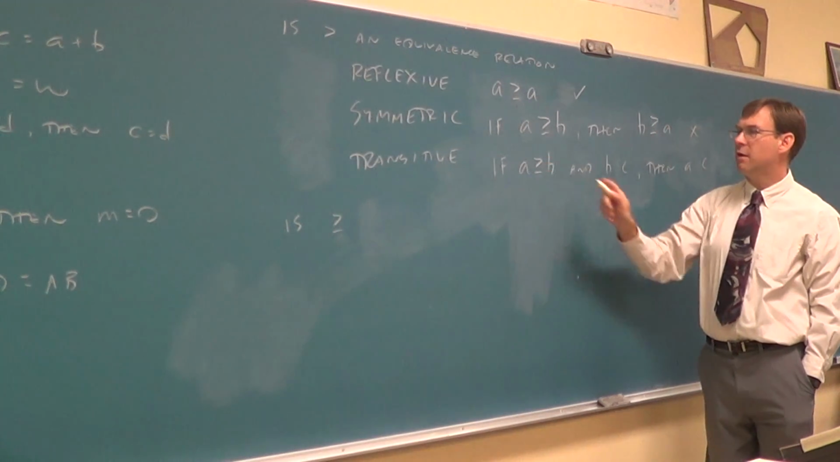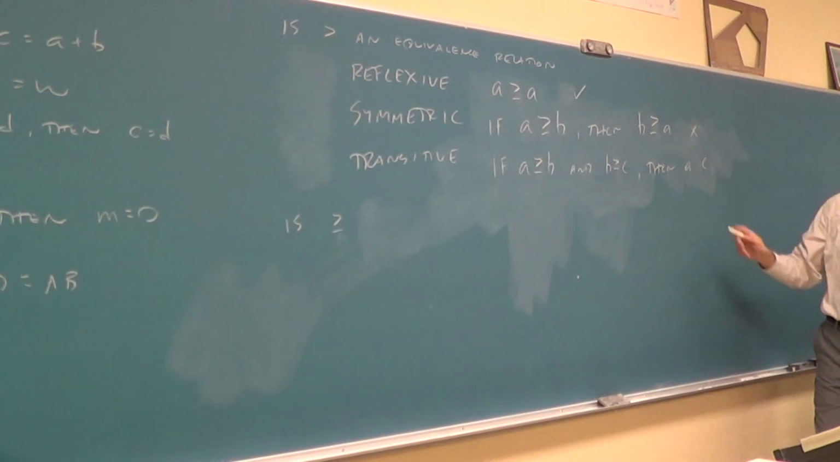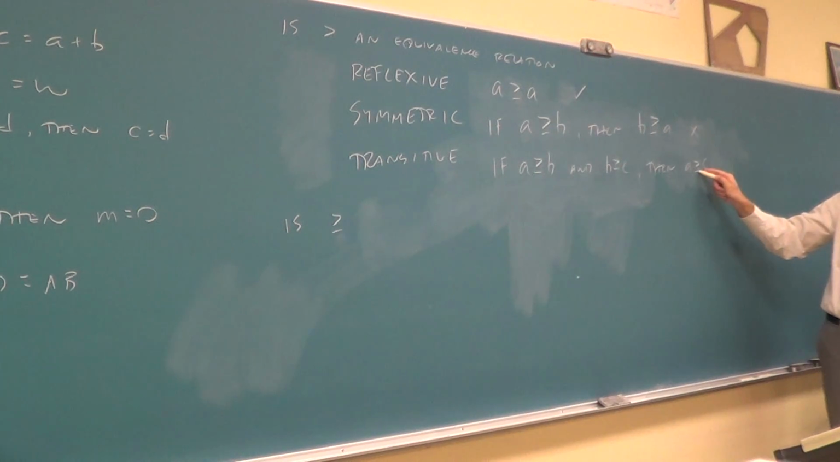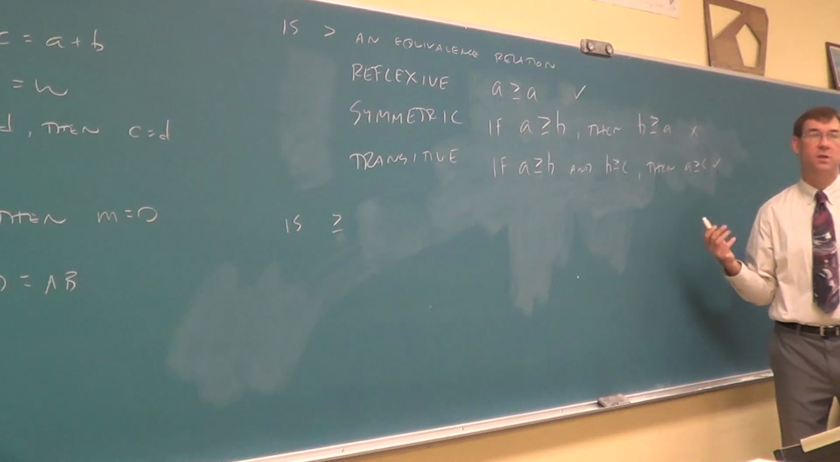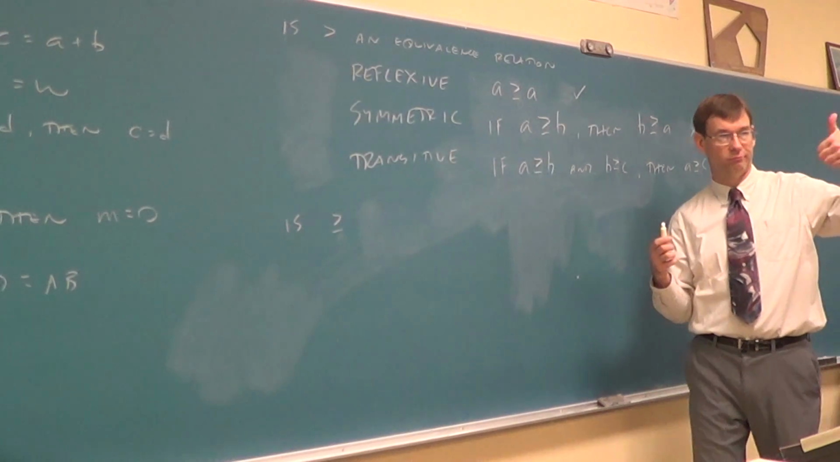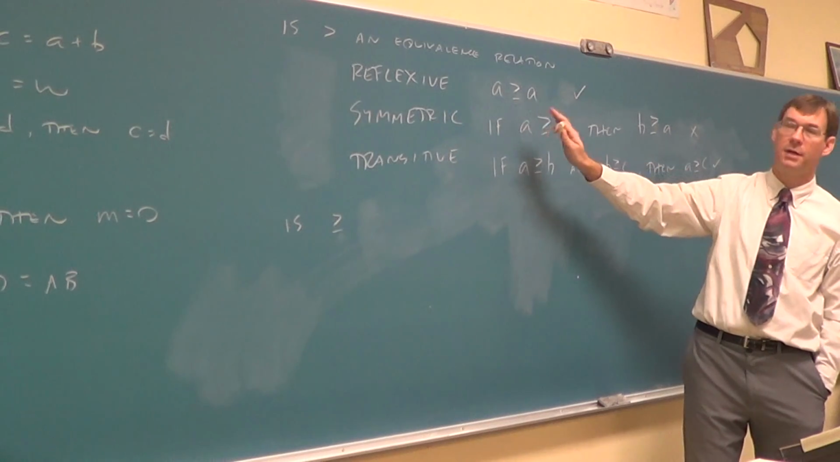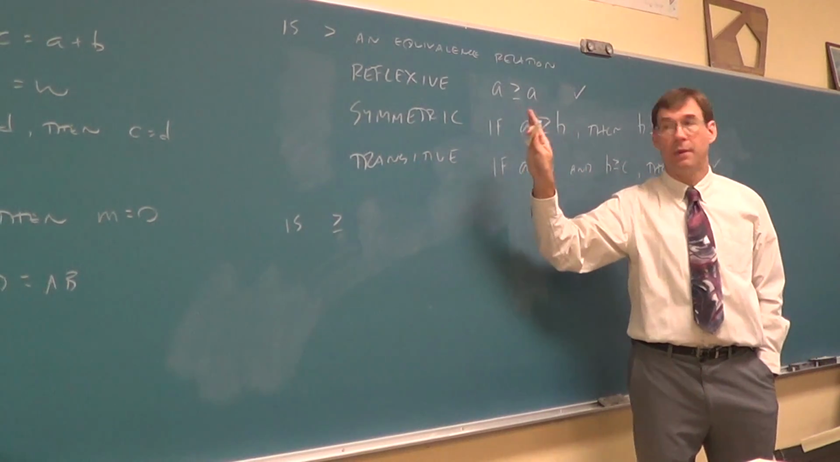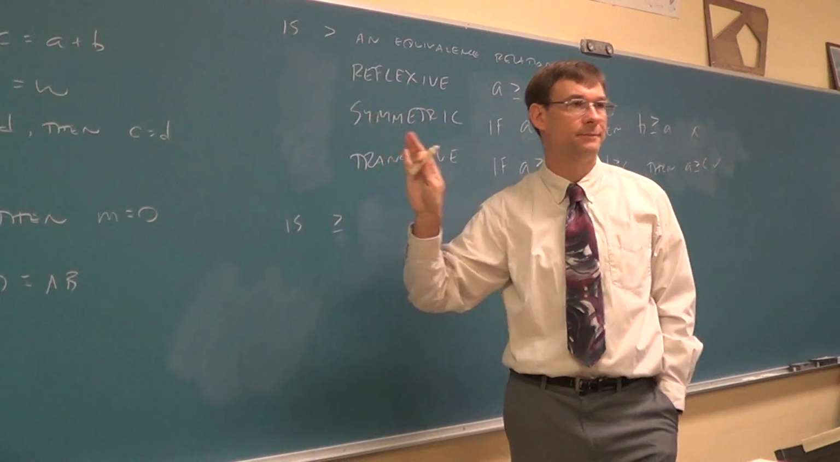If A is greater or equal to B, and B is greater or equal to C, would A have to be greater or equal to C? Yes. So it passed 2 of the 3 tests, but we still would say no. To be an equivalence relation, you have to pass all 3 tests. Question about what equivalence relation means, how to work these properties, something about that.